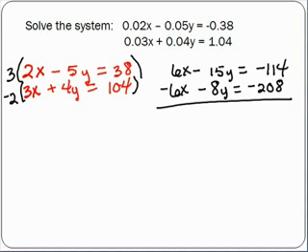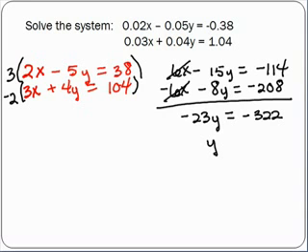So when we combine, we eliminate the x's. We have negative 23y is equal to a negative 322. And then when you divide, you get a nice little 14 there.